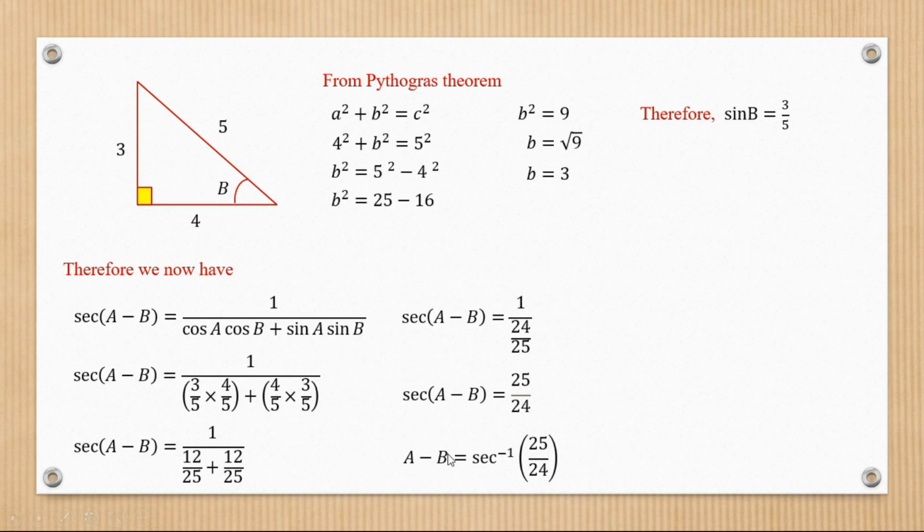So we'll have a minus b being equal to sec inverse of 25 over 24. But remember that a represents sec inverse of 5 over 3, and then that b represents sec inverse of 5 over 4. So therefore we have sec inverse of 5 over 3 minus sec inverse of 5 over 4 is equal to sec inverse of 25 over 24, and hence we've proved the number.